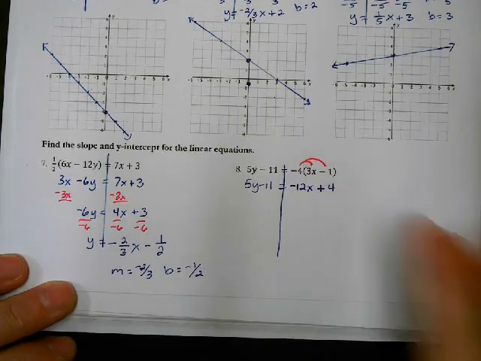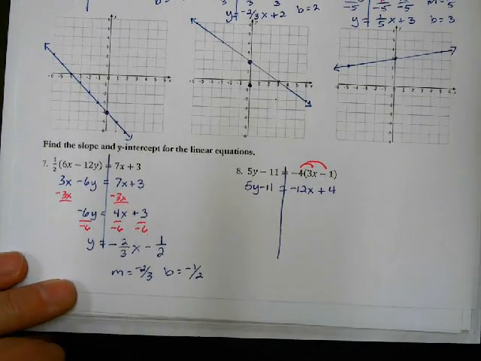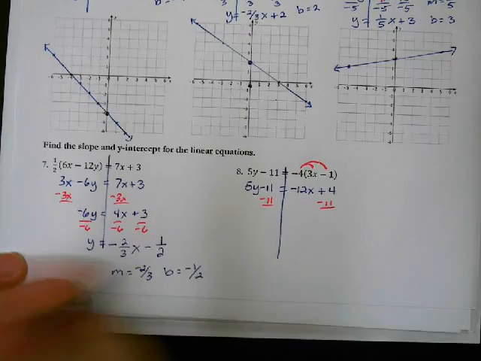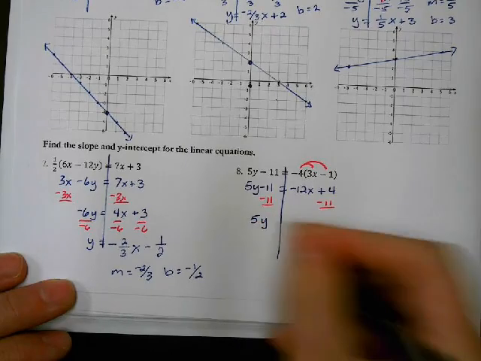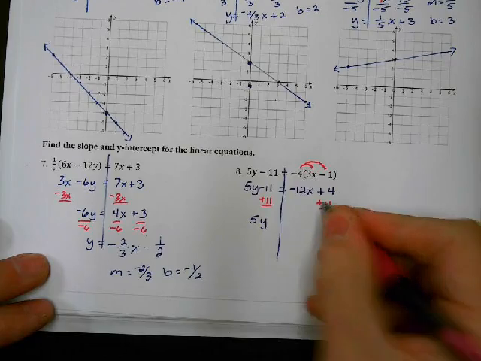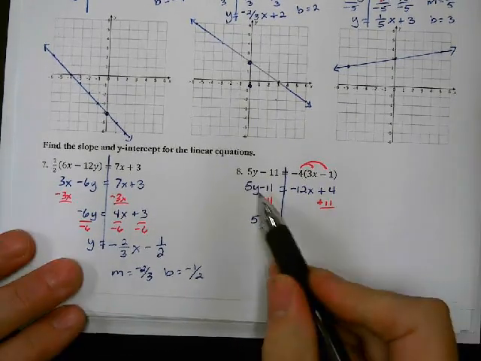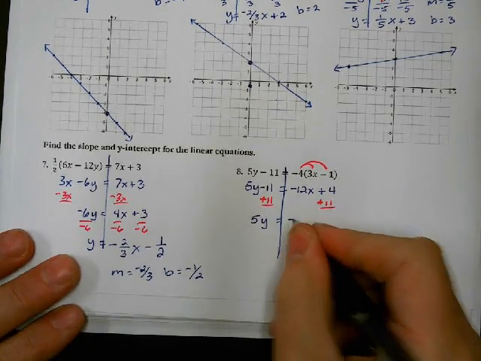Almost there. I'm isolating y, so what should I do? I think I should move 11. All right, so I get 5y. I'm supposed to add 11. What was I doing? Thinking about dinner. That's what I was doing. So we're going to get 5y. I add 11 to both sides. I get negative 12x plus 15.